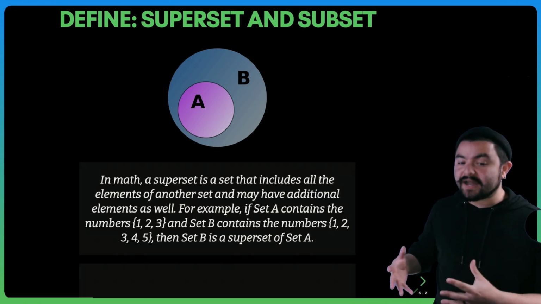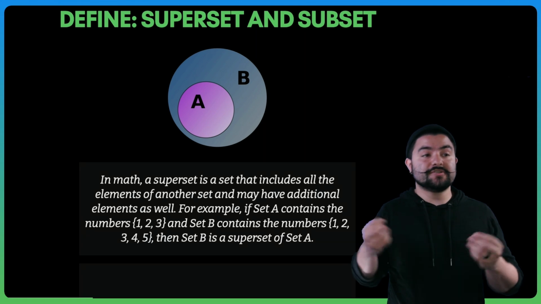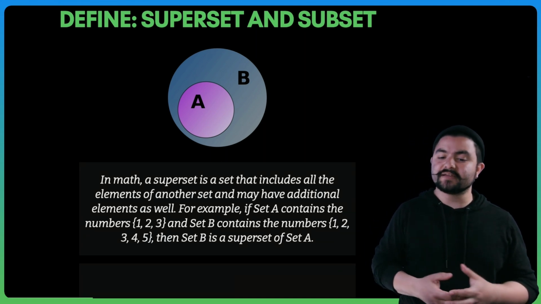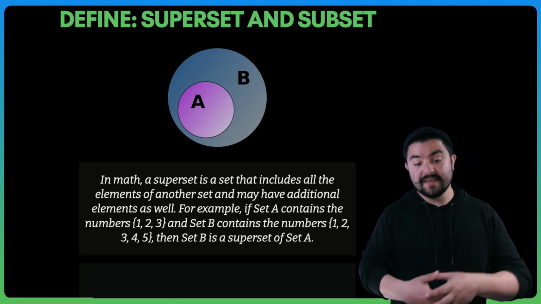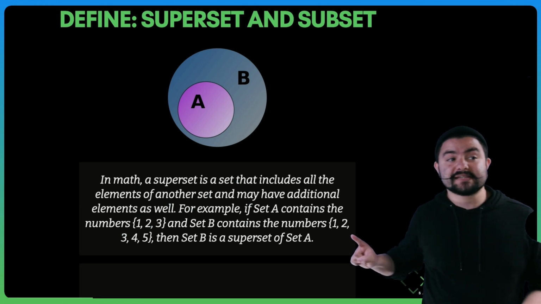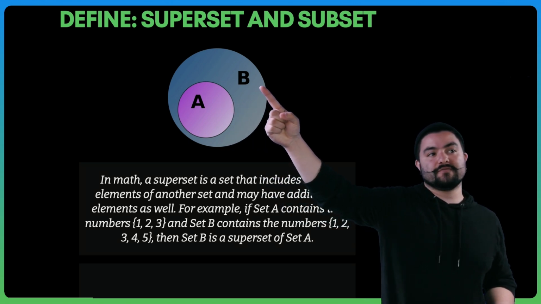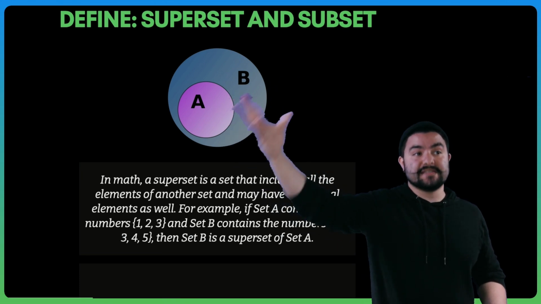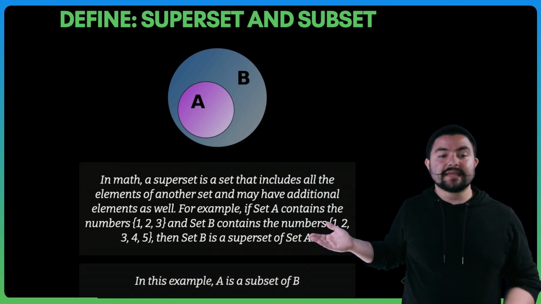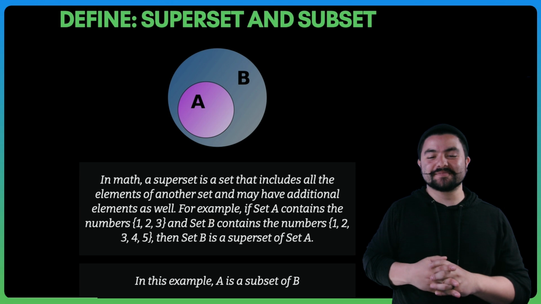So in mathematics, a superset is a set that includes all the elements of another set and may have additional elements as well. For example, if set A contains the numbers 1, 2, and 3, set B contains the numbers 1, 2, 3, 4, and 5. Set B is a superset of set A because it contains 1, 2, and 3. And so visually, it looks like this. So A is 1, 2, 3, B is 1, 2, 3, 4, 5. But because all of A is in B, A is a subset and B is the superset. So in this example, A is a subset of B because all of A is contained in B. These are the definitions of superset and subset. Let's use them to talk about TypeScript.